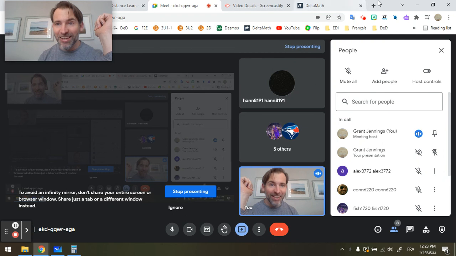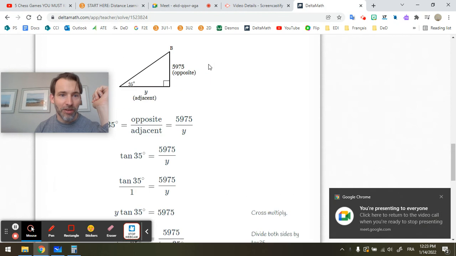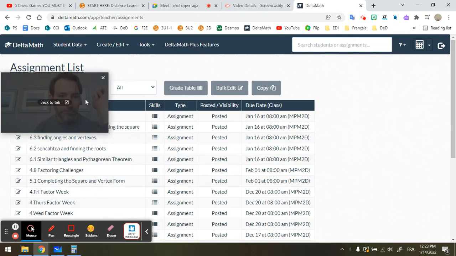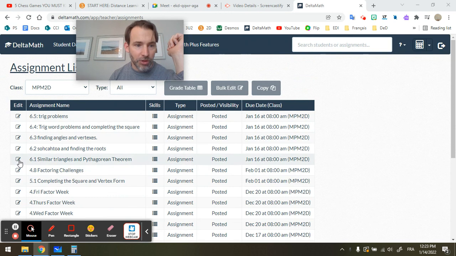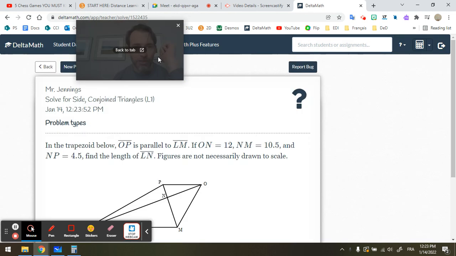Welcome back, and let's take a look at some conjoined triangles ideas. So I'm going to go ahead and find that topic. I know I can find that topic by taking a look at our similar triangles work in here, skills, solve for side conjoined triangles, level 1. Okay, so let's take a look at some of these triangles.